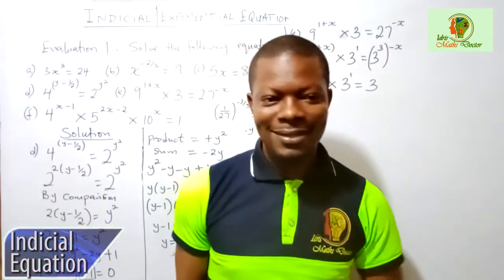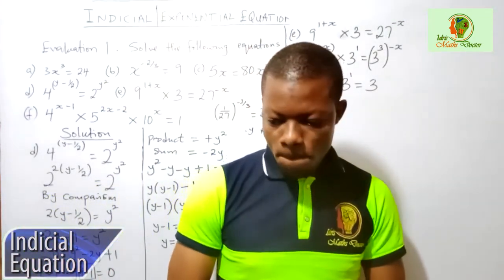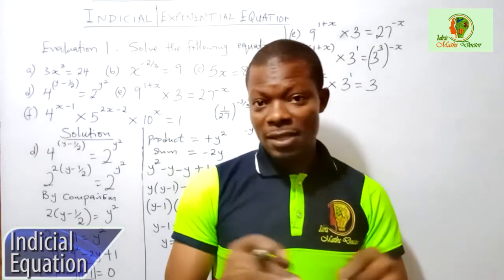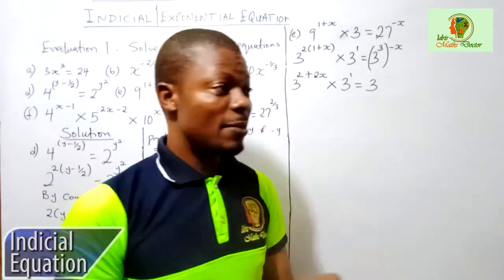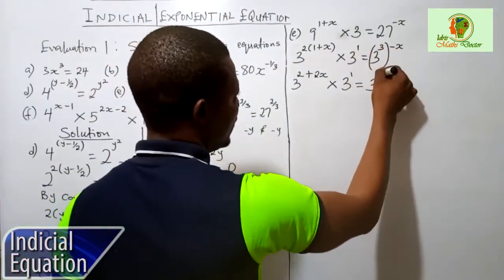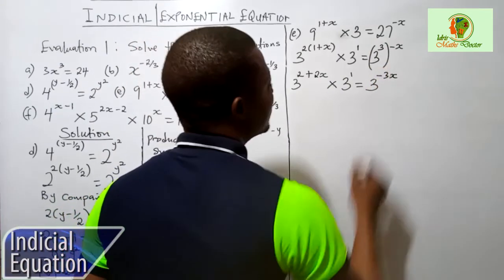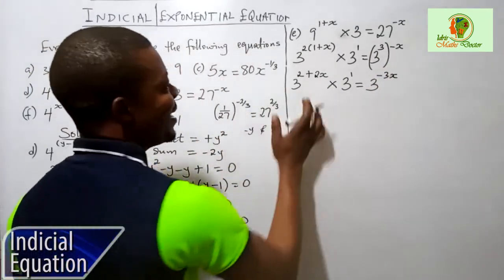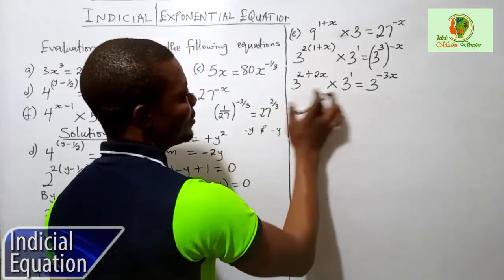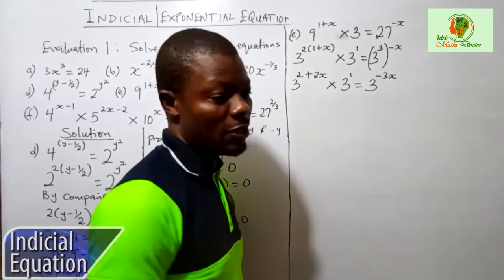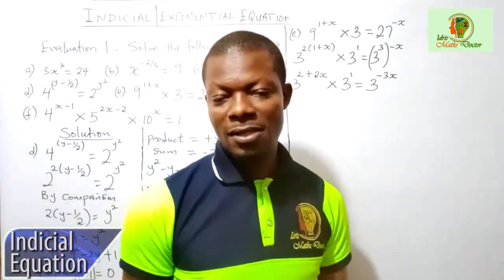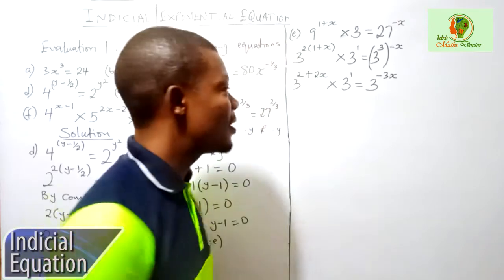There's a law in indices that states that when you have 2 powers, one inside the bracket and the other one outside the bracket, the 2 powers will multiply. So 3 multiplied by minus x will give us minus 3x. Now we are going to apply the product rule of indices to the left hand side, because before you apply your comparison, you must have a single base on the left hand side and a single base on the right hand side.